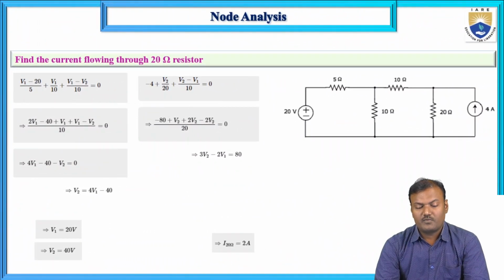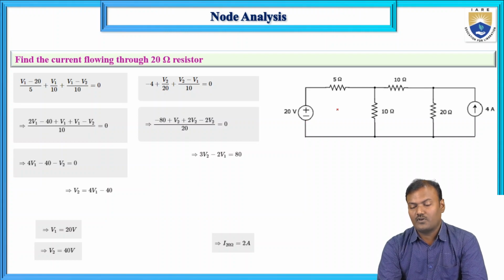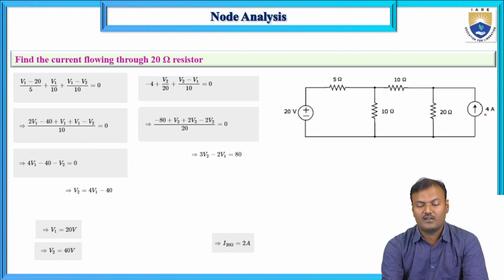So let us try another problem. 20 volts is the voltage source and 4 amps is the current source. Find the current flowing through the 20 ohm resistor is the question. To obtain this value, we need to calculate the voltage present at this point and the voltage present at this point. So this node is assumed to be the reference node.